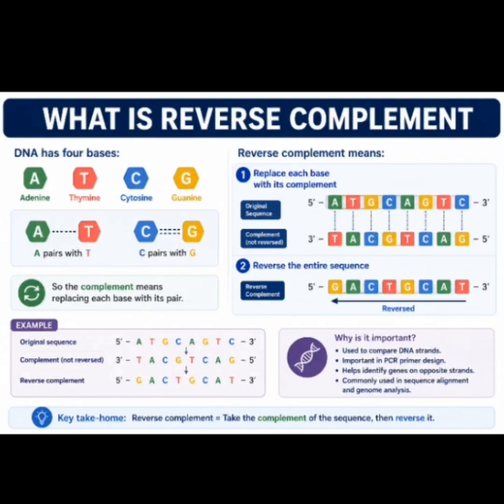And someone may ask, why is it important? Why is reverse complement important? Reverse complement is important because it is used to compare DNA strands. It is also used in PCR primer design. Very important in primer design. And it also helps to identify genes on opposite strands. Then it is commonly used in sequence alignment and genome analysis. So these are the uses of reverse complement of a DNA sequence.